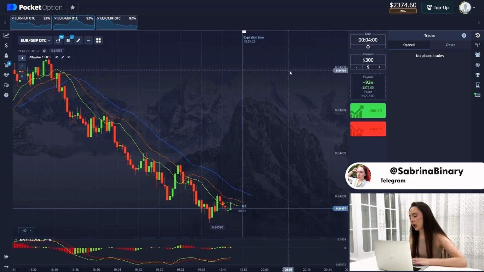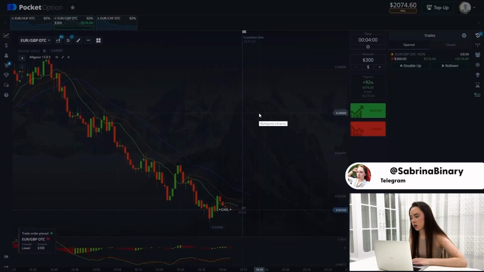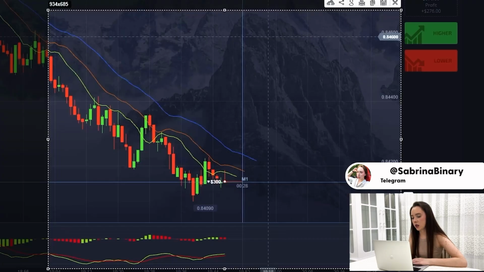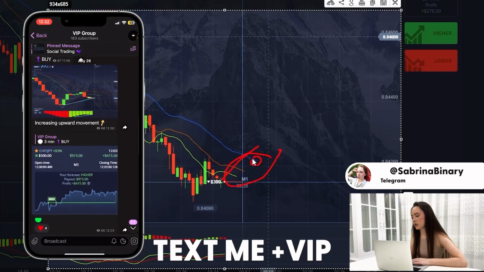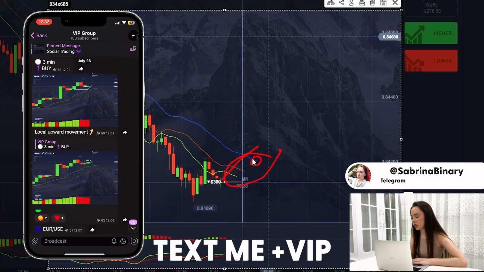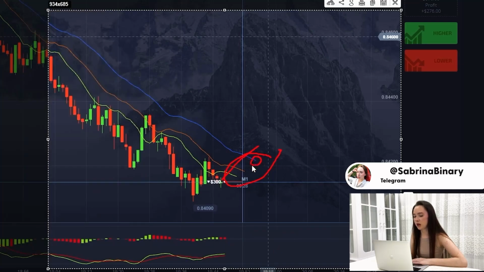$300. In this case, it's better to open a deal on a downside, as we observe on the Alligator indicator that all lines are directed downwards and the blue line is on top. All these together tell us about the price decrease. Also, on the MACD indicator, we see that the main line is likely to cross the signal line from top to bottom. And this is just a signal to sell.